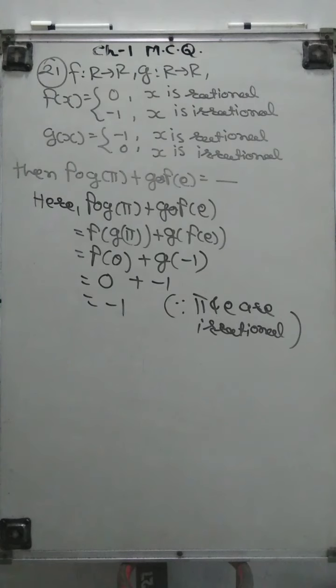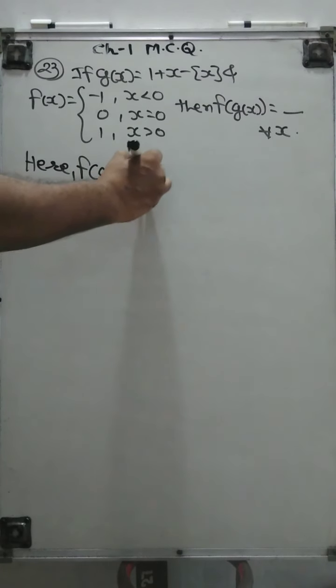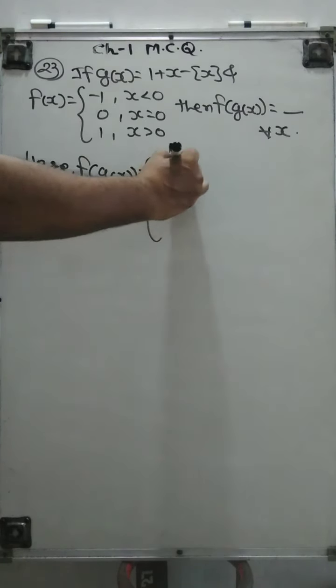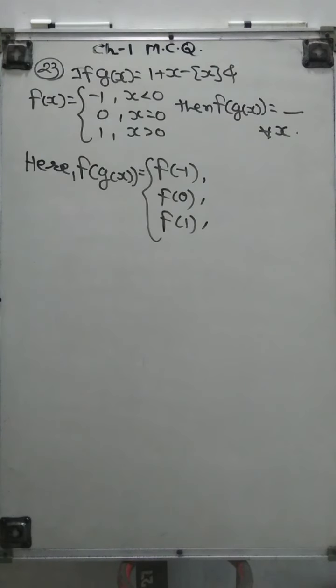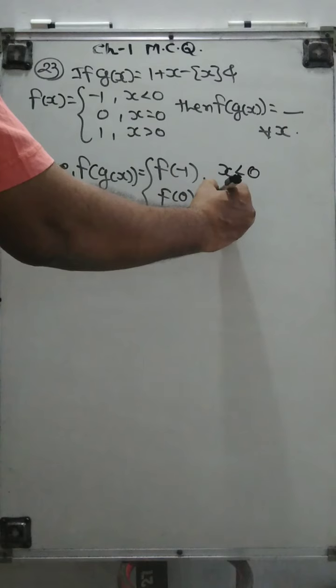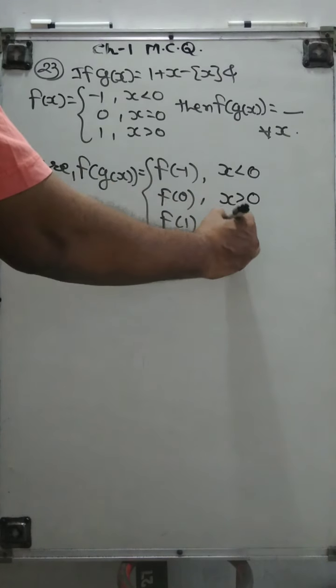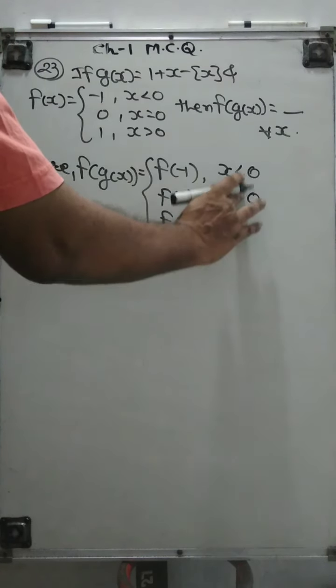Okay, this sum is quite important. If g(x) = 1 + x - [x] and f(x) = -1 for x < 0, 0 for x = 0, and 1 for x > 0, then f(g(x)) equals what, for every x? So here f(g(x)) is equal to f(g(x)) taken at the cases x less than 0, x equal to 0, and x greater than 0.